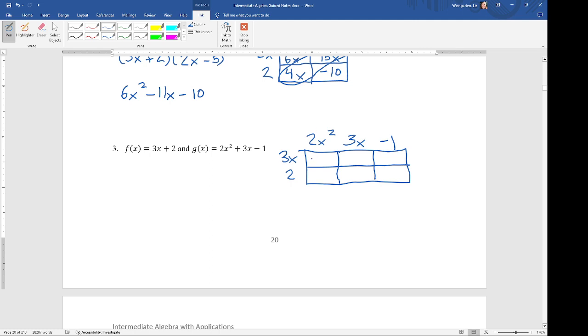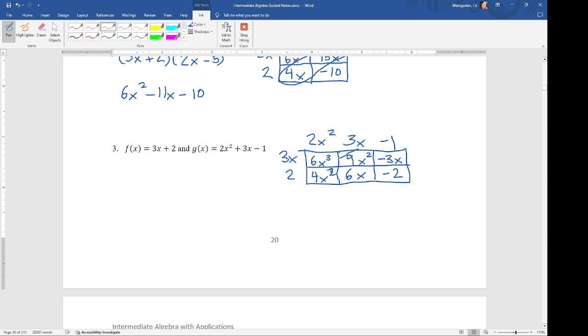3x times 2x squared gives us 6x to the 3rd. 2x times 2x squared is 4x squared. 3x times 3x is 9x squared. 3x times 2 is 6x. 3x times a negative 1 gives us negative 3x. Negative 1 times 2 is a negative 2.